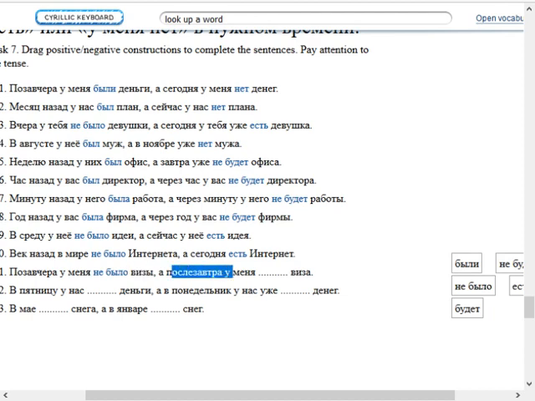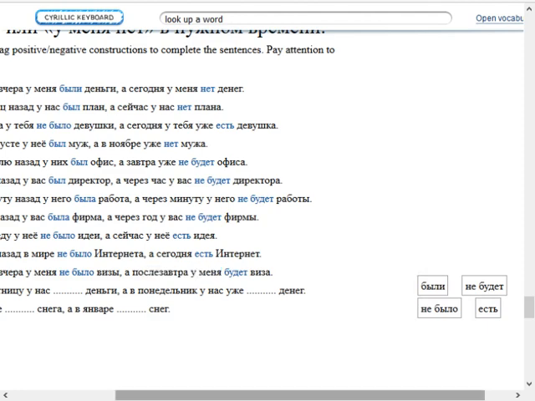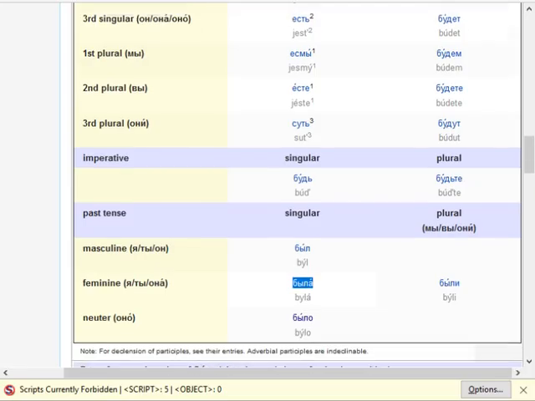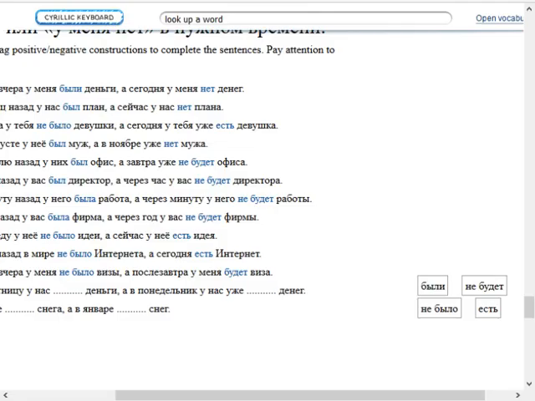"А послезавтра у меня будет." So in the future, "у меня будет виза." I will have a visa in the future. That makes sense because, yeah, it's "будет" for future tense feminine. So that's fine.